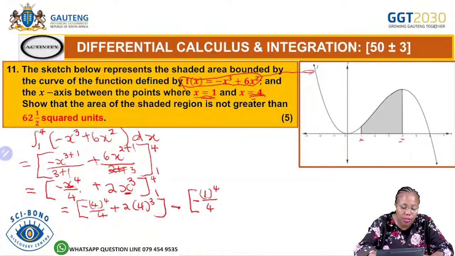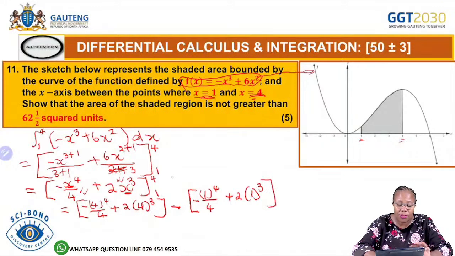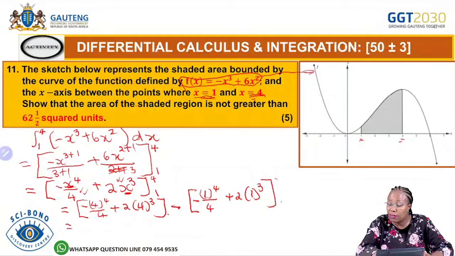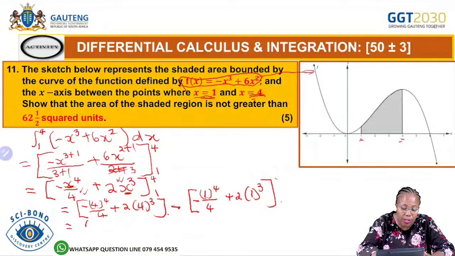We are substituting in here, grade 12, and then now 1 into that one, it will be plus 2 into 1 to the power 3. Can you see, after substituting, we don't write those limits anymore, the upper and the lower one. And then you put everything into your calculator, straight to the answer. It gives us 62,25 square units because we are looking at the area there.